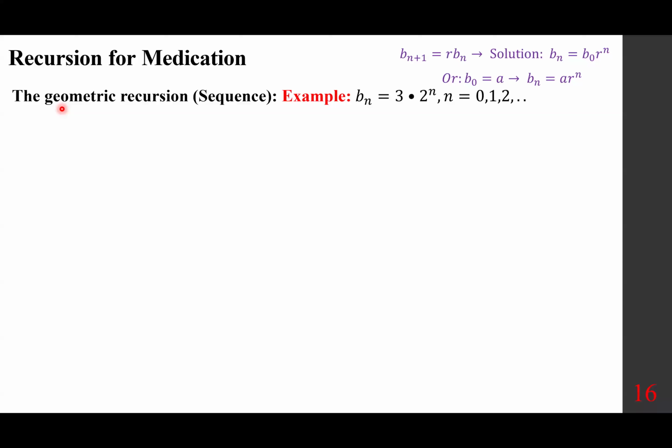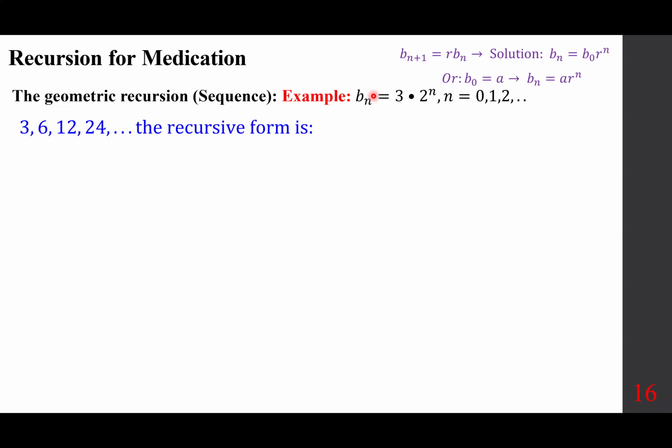Recursion for medication. The geometric recursion or sequence example is b sub n equals 3 times 2 to the power of n, where n is 0, 1, 2. For this example, we want to see what we get for the first few. That's the basic recursion we've seen, and then we go to medication. If you choose n to be 0, 2 to the power of 0 is 1, so you get 3. 1 is 2 times 3 is 6. 2 is 4 times 3 is 12. If you put 3, 2 cubed, the 8 times 3 is 24. If you put 4, 2 to the power of 4, 16 times 3 is 48, and so on.